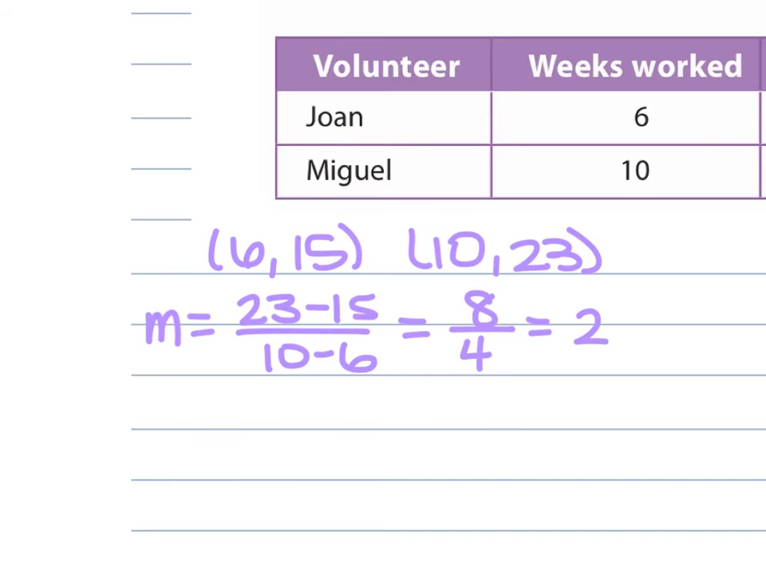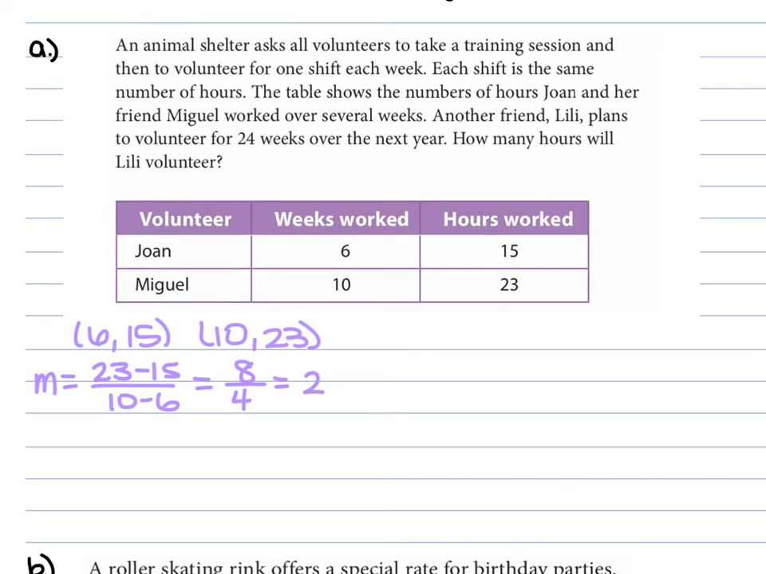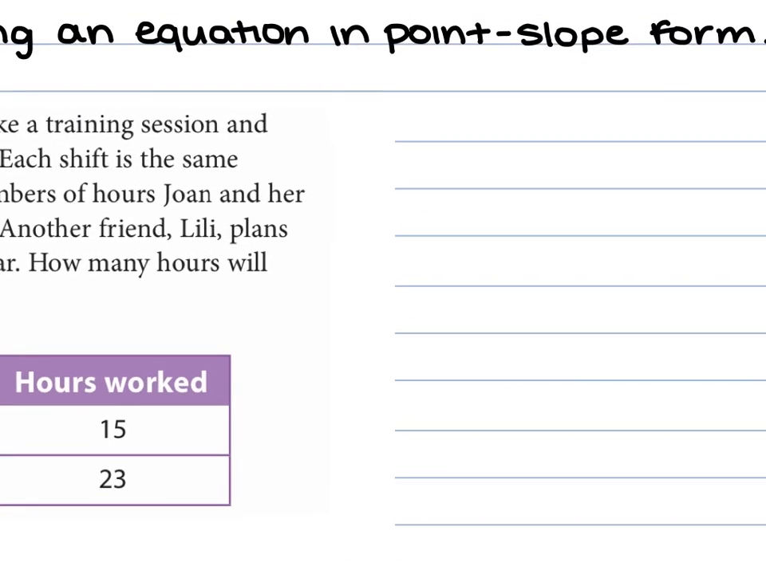We can use one of these 2 points. I would use the (6, 15) just because it's smaller numbers, and put it into our point slope form in order to solve for the amount of hours that Lily's going to work. So we can start. Our slope is 2. We're going to use the point (6, 15). So y minus 15 is equal to 2 times x minus 6.